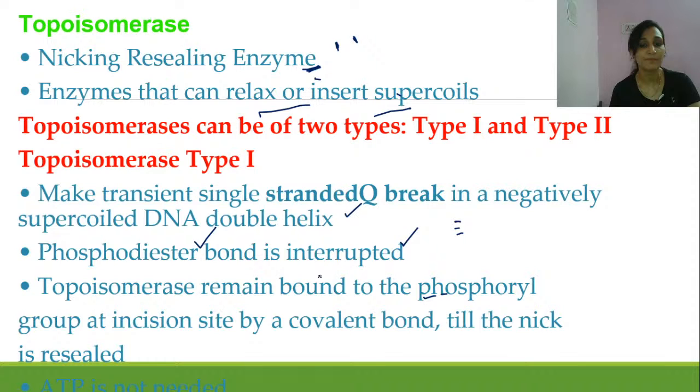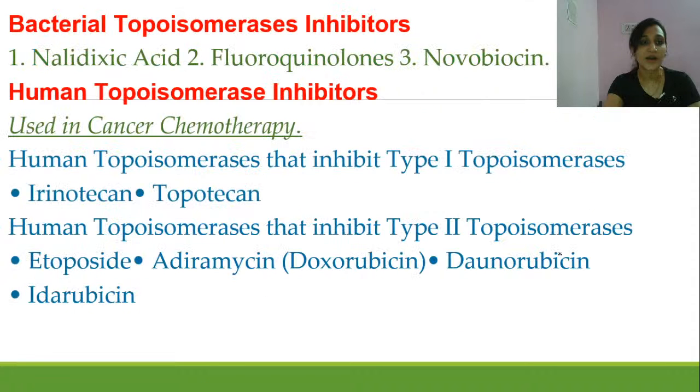Now, these topoisomerases are a very important point for creating drugs. If bacterial topoisomerases are inhibited, it will make the reaction of replication quite complex. So remember the names of the bacterial topoisomerase inhibitors. They include Novobiocin, Fluoroquinolones, Nalidixic acid. Remember the names.